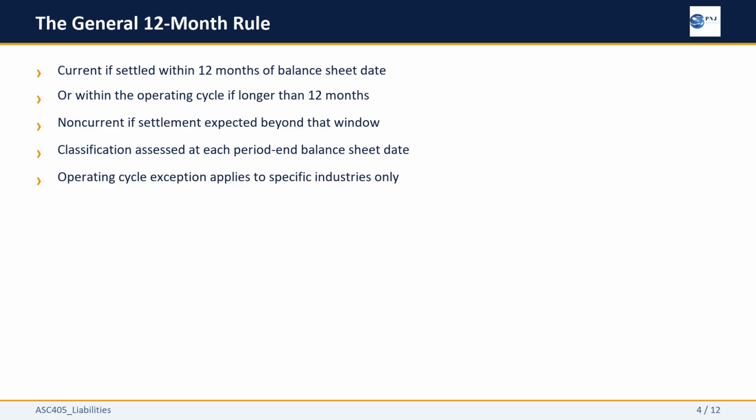Most people assume there is a complicated test here, but the general rule is actually straightforward. A liability is current if it is expected to require the use of current assets or create new current liabilities within 12 months of the balance sheet date. The only wrinkle is the operating cycle. If your business cycle runs longer than 12 months, you use that longer period instead. This exception matters in industries like construction or agriculture. For most companies, 12 months is the line. You apply this test at every period end, not just once when the liability is first recorded.